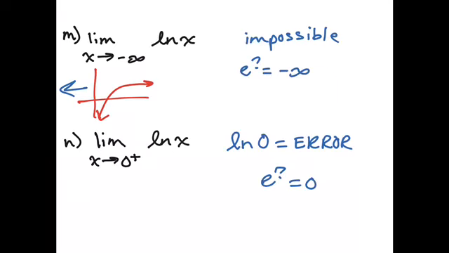So we have to look at the graph and see that as I'm coming from the right towards 0, what is the graph doing? It has a vertical asymptote at x equals 0 that is approaching negative infinity.